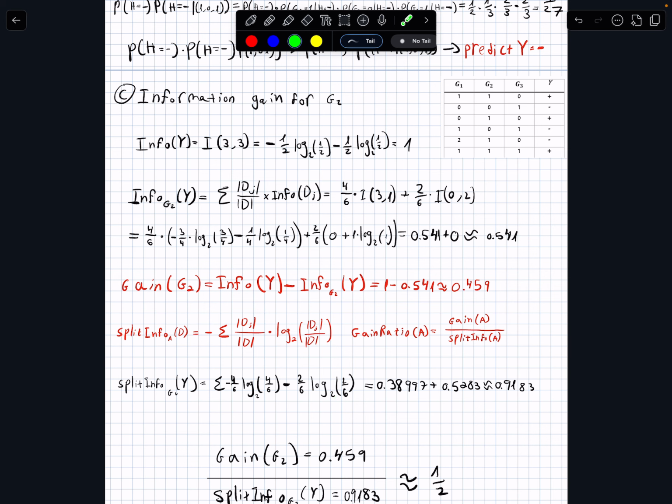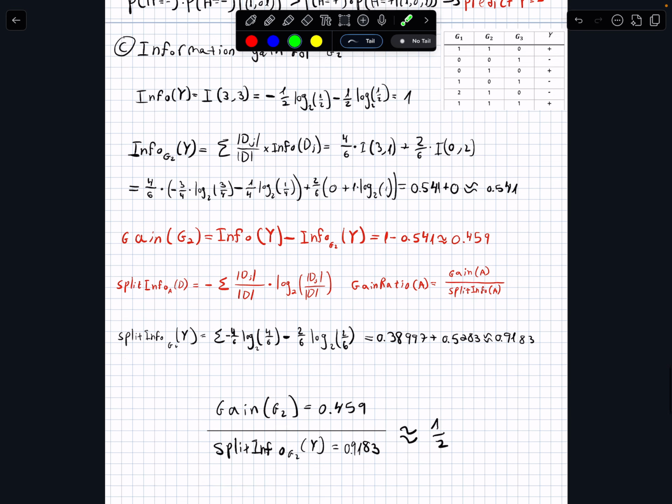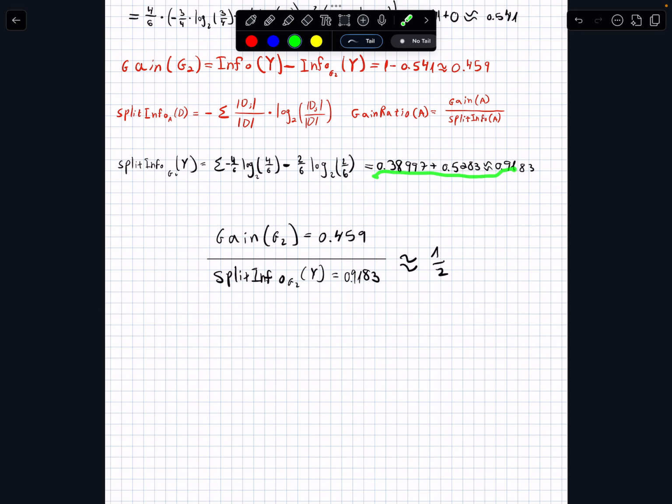How did I know 2 divided by 6? 1, 2. We could just count the values. And then you just sum these values up and you get something that is approaching 0.9183.